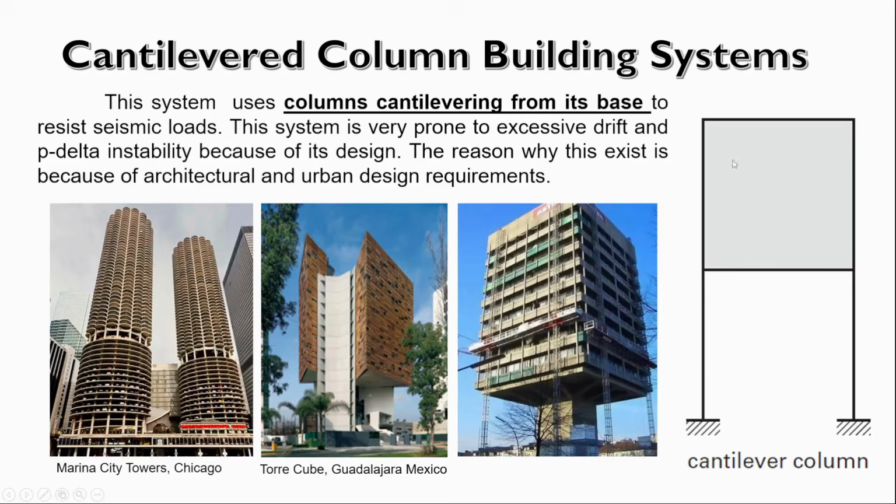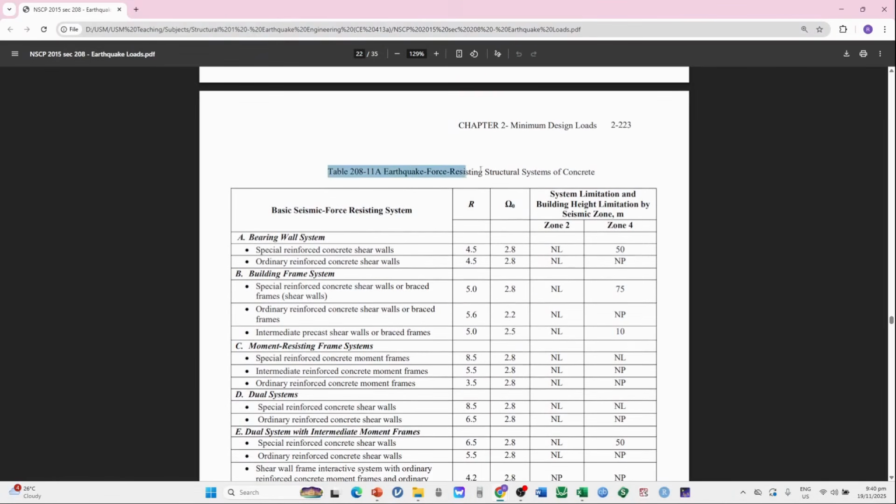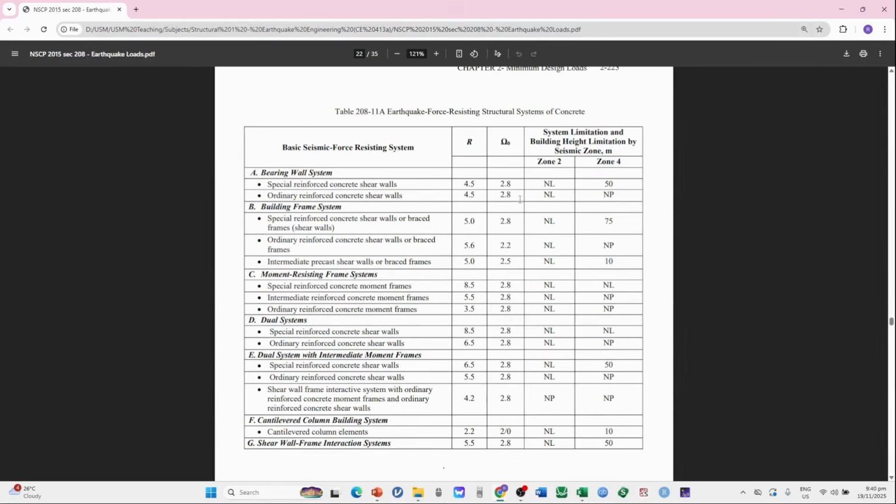Okay. So before we end this topic, we go to the NSCP 2015 and see the different basic seismic force resisting systems. So this is Table 208-11. For concrete, remember, for concrete, let's see what the resisting systems are. So we have the bearing wall system.